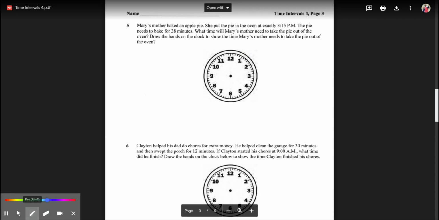Mary's mother baked an apple pie. She put the pie in the oven at exactly 3:15 p.m. The pie needs to bake for 38 minutes. What time will Mary's mother need to take the pie out of the oven? Draw the hands on the clock to show the time Mary's mother needs to take the pie out of the oven.